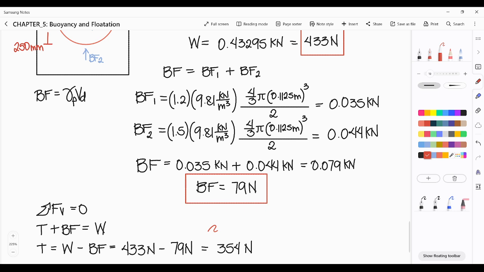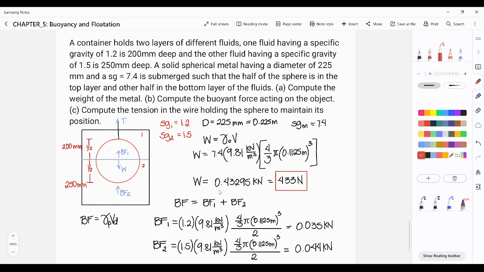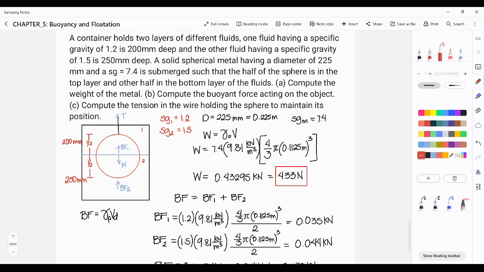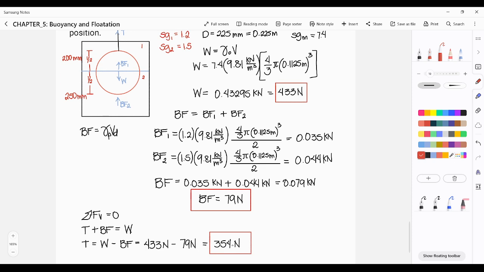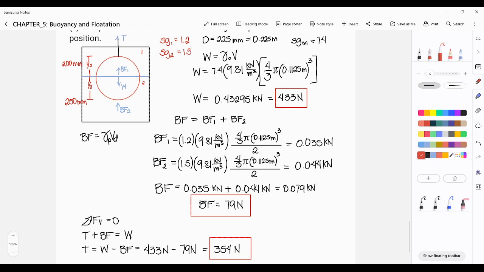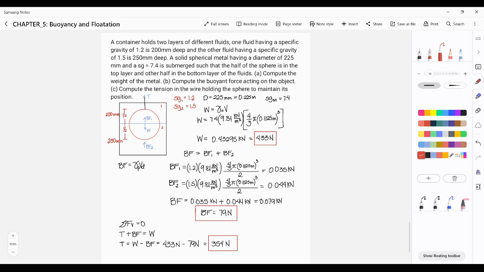So, medyo chill lang yung problem na to. Pinaalala lang talaga yung volume ng sphere. Alright? So, that is all for this easy yet very nice na problem. Alright. 433 newtons yung weight. Buoyant force is 79 newtons and yung tension sa wire is 354 newtons. So, that is all for this problem. Alright.